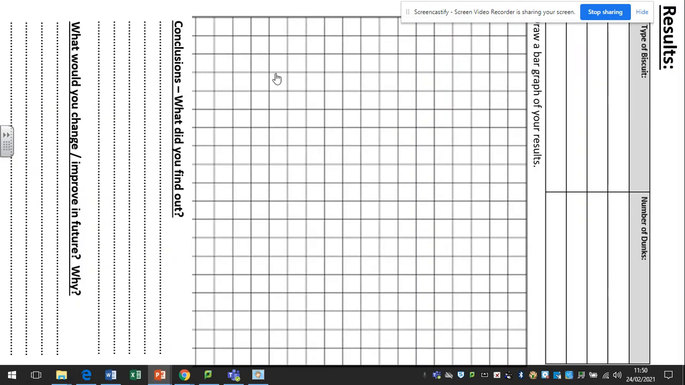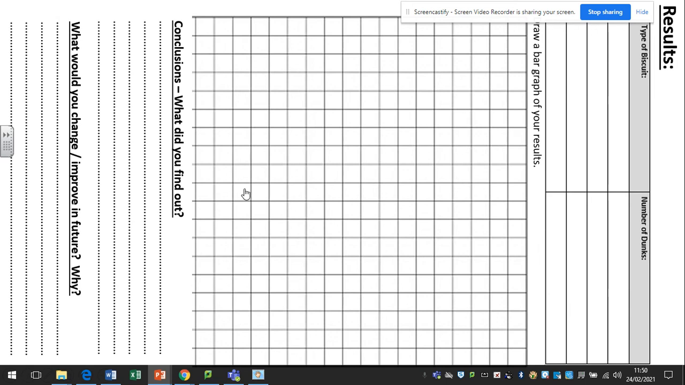On the side here, what you will have is the number of dunks. Going down here, you'll have your separate bars. So each bar will be labeled. That might be digestive. That might be cookie. That might be rich tea, whatever else it might be. And then draw your bar charts going up. Leave a space between them.